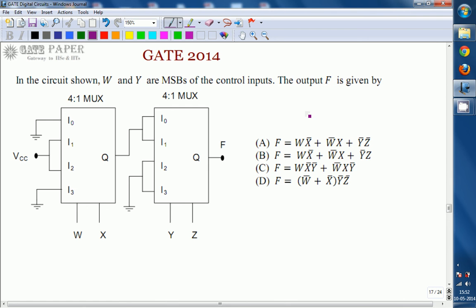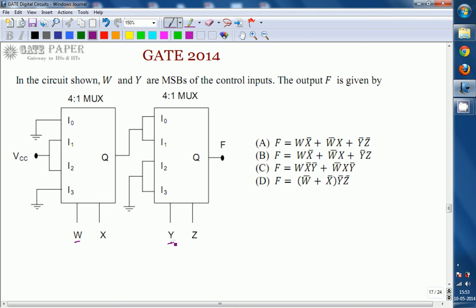Hello, we are discussing the GATE 2014 ECE paper, and the topic is related to digital circuits. In the circuit shown, W and Y are the MSBs of the control inputs. The output F is given by, what is the value of F? We are going to find out.